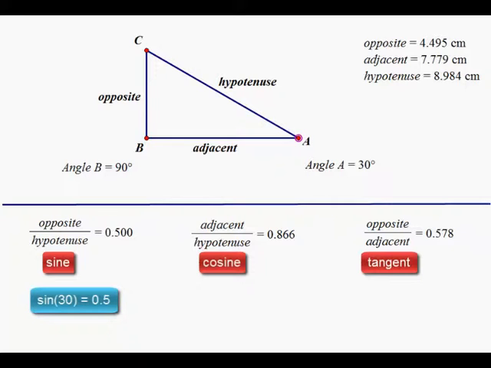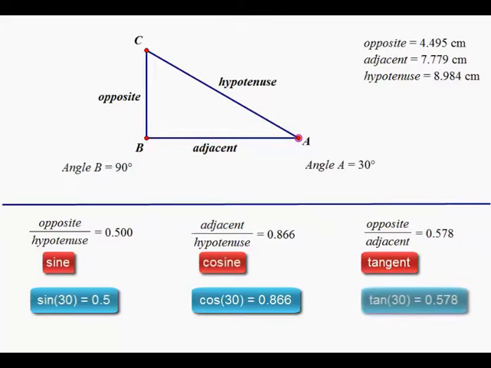Now check that on your calculator. All of these proportions are stored in your calculator. Type in sine of 30. What do you get? You get 0.5. Similarly, cosine of 30 should be 0.866. Tangent of 30 should be 0.5774, and so on.